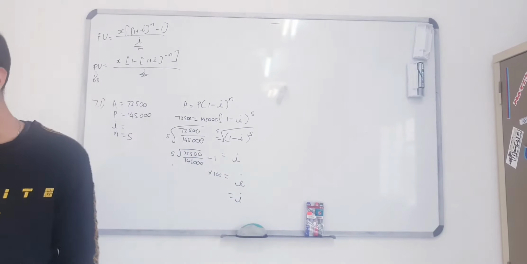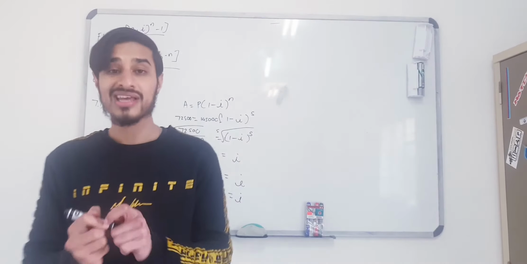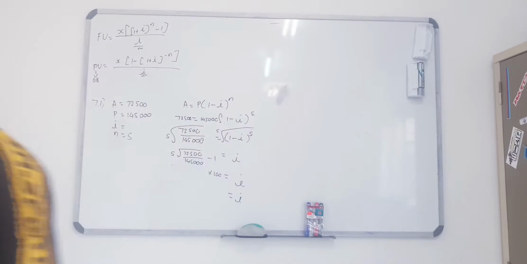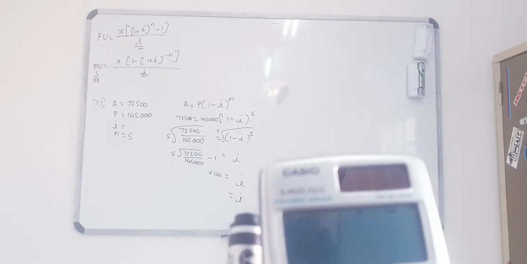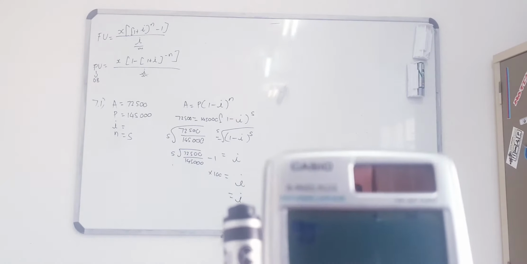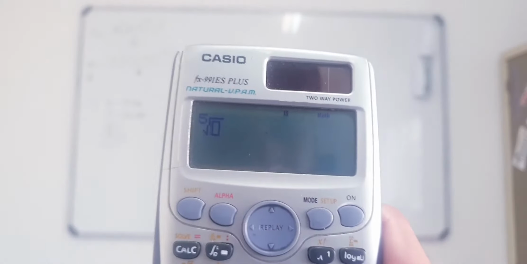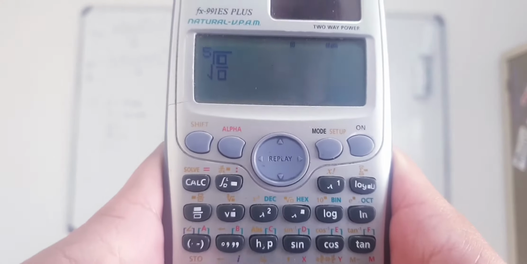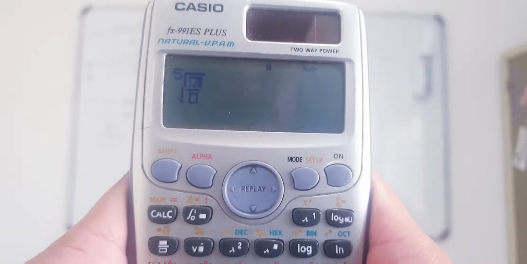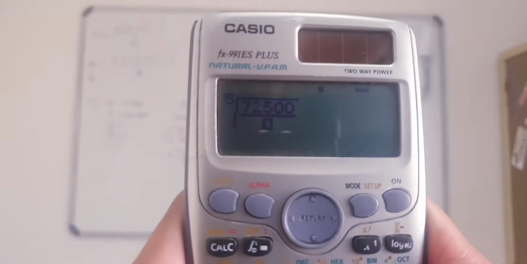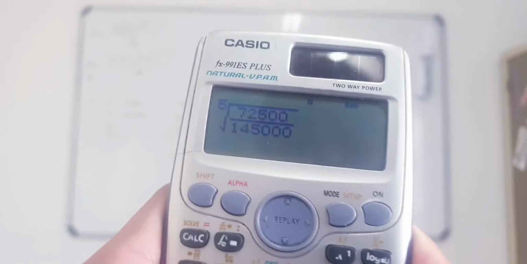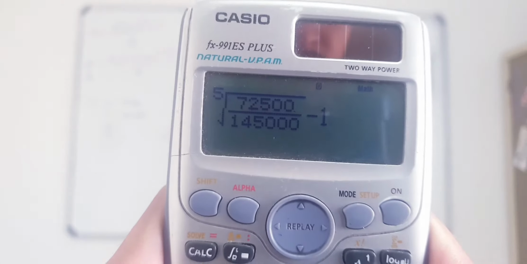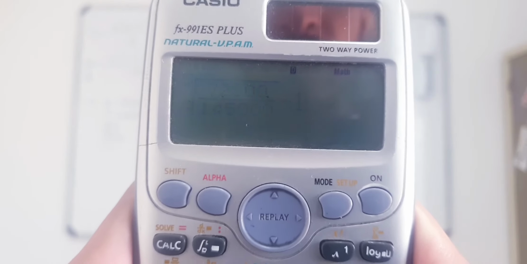So let's go ahead and plug this in our calculator and see exactly what answer it gives us. Perfect. So, as you can see, we're now going to say shift, the fifth root, so we're going to change it to 5. Lovely. The fifth root of, we're now going to open up that. It was 72,500, so 72,500 all over 145,000. Then we're going to minus 1 from it, exactly like that there, and we're going to say equals.